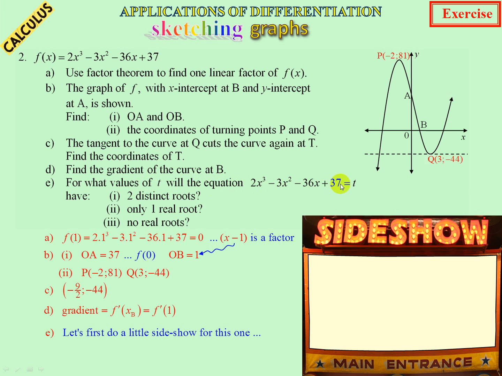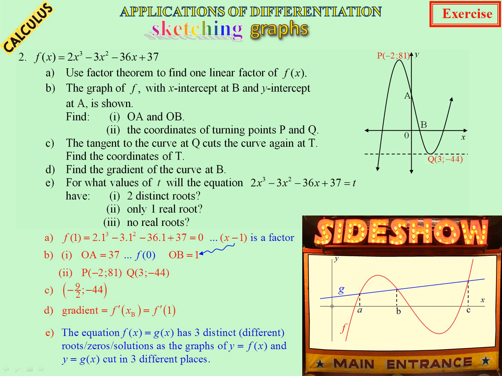Values of t, will the equation that equals t have two distinct roots? Only one root, no real root. So we're going to have a sideshow. Let's go into this with the different roots. There's f of x equals g of x. So there are three distinct roots. You see it cutting there, there, there. So a, b, and c are the roots.